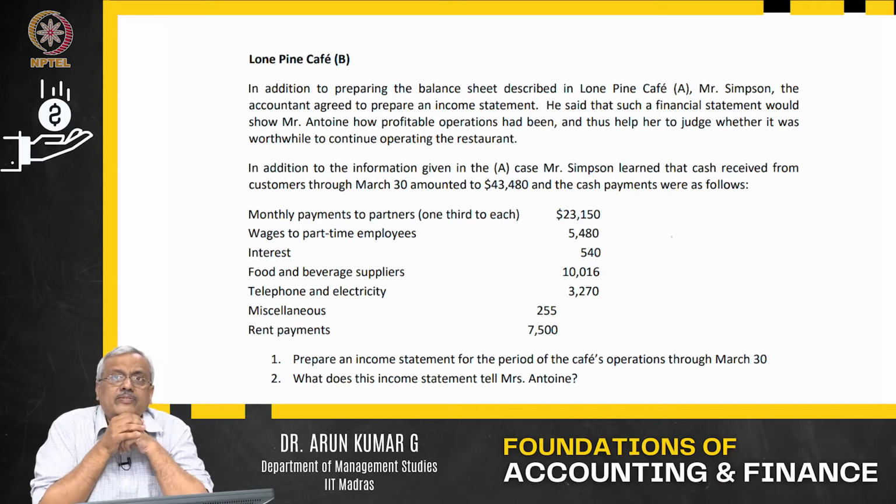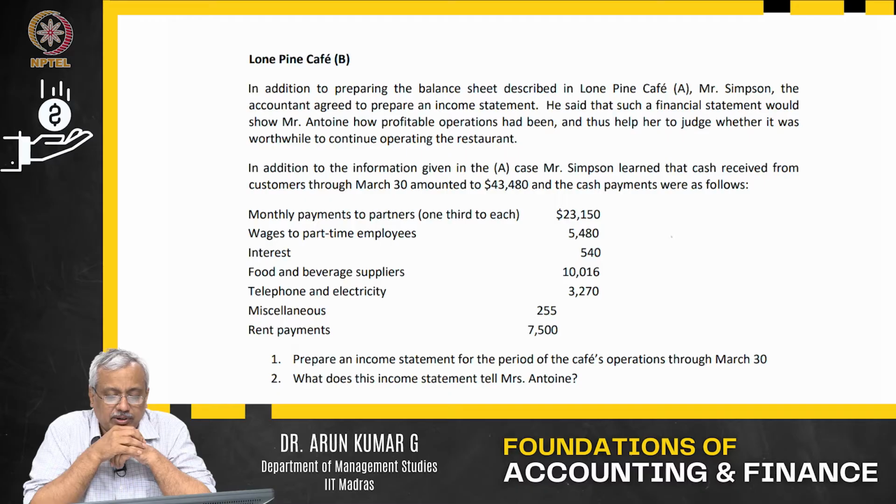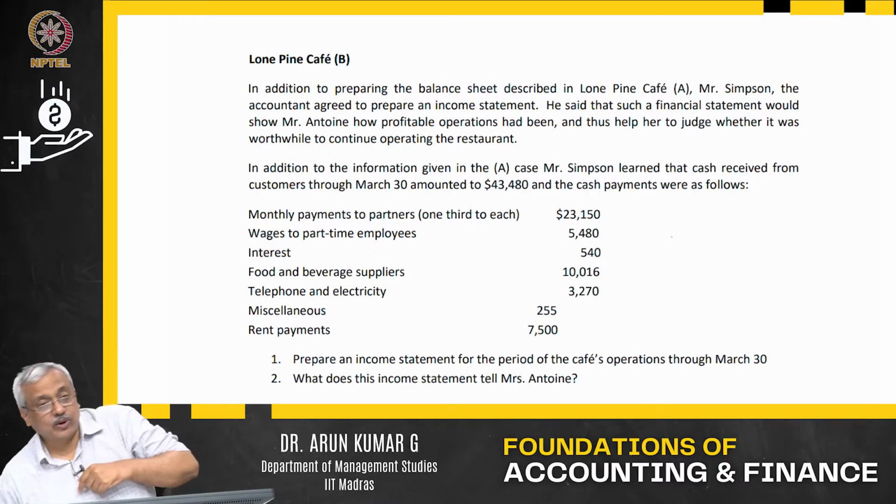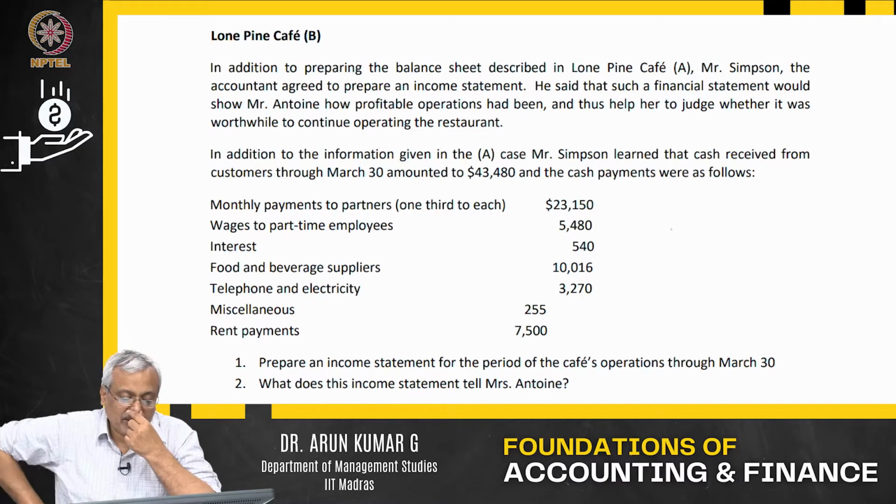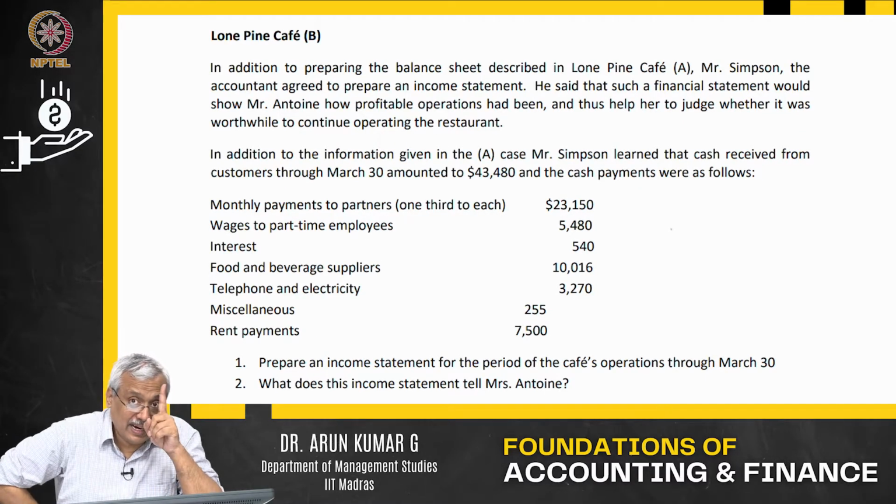Now, coming to Loan Pen Cafe B, you see that in addition to preparing the balance sheet described in Loan Pen Cafe A, Mr. Simpson, the accountant, agreed to prepare the income statement. He said that such a financial statement would show Mrs. Anthony, sorry for the typo, how profitable operations had been and help her judge whether it is worthwhile for her to continue operating the restaurant or not.